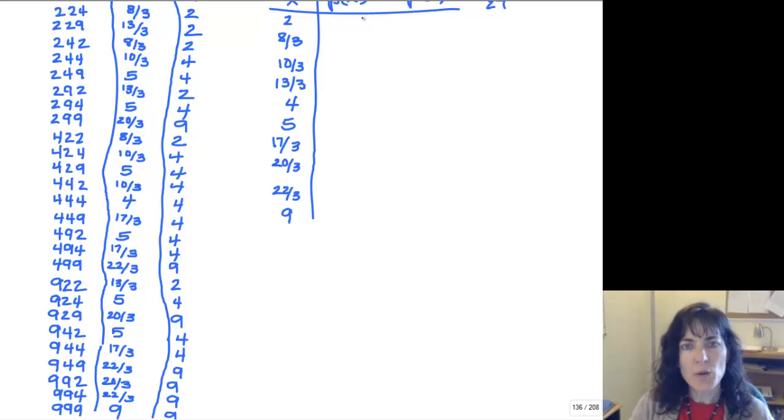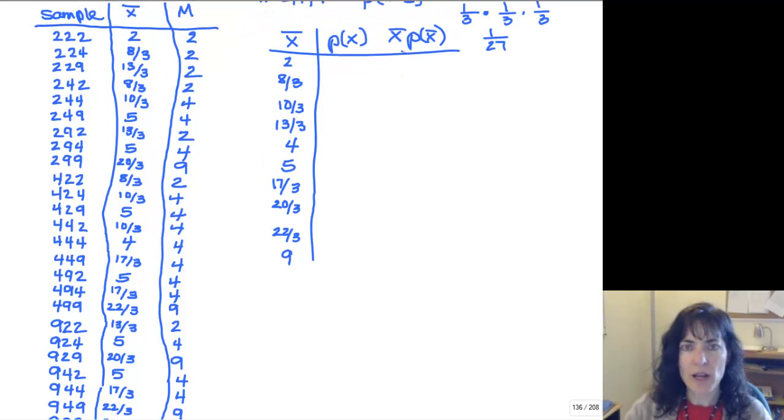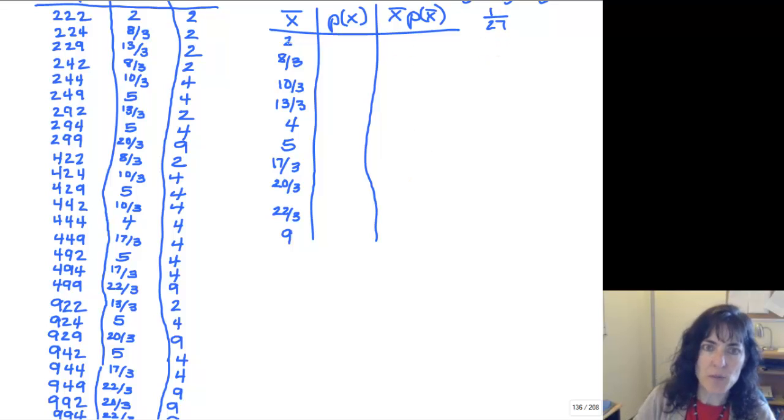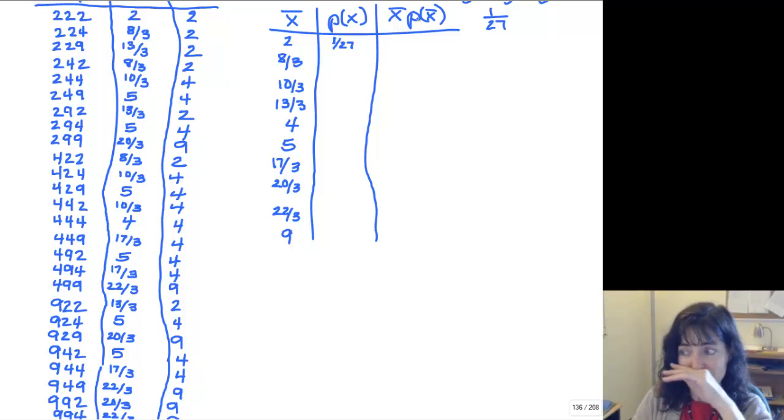Okay, so then what I want to do next is look at my probability of each of those. And so to do that, I have to know how many times it appeared on my chart over here. So the 2 only happened 1 time. So it has the probability of 1/27th. And then for calculating the mean here, it's going to be 2 times 1/27, or 2/27. I'm just going to leave it as a fraction like this.